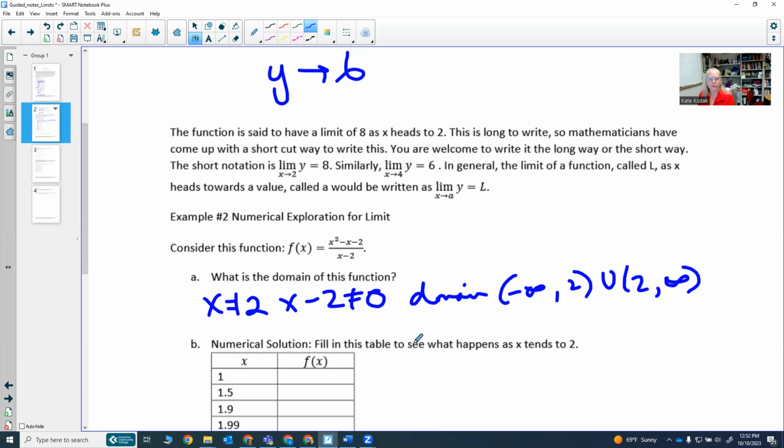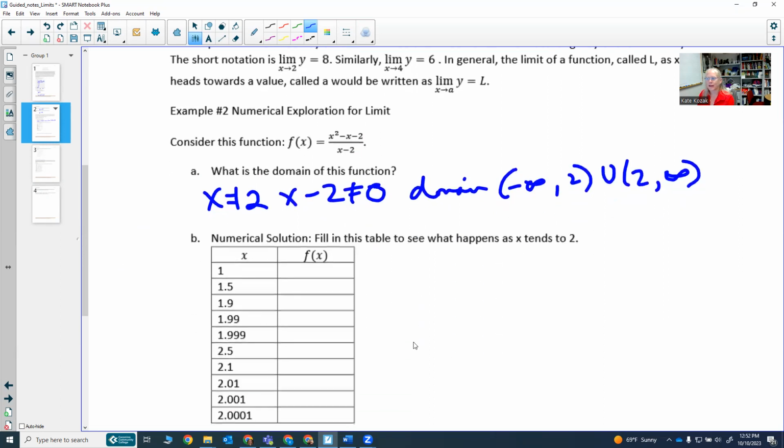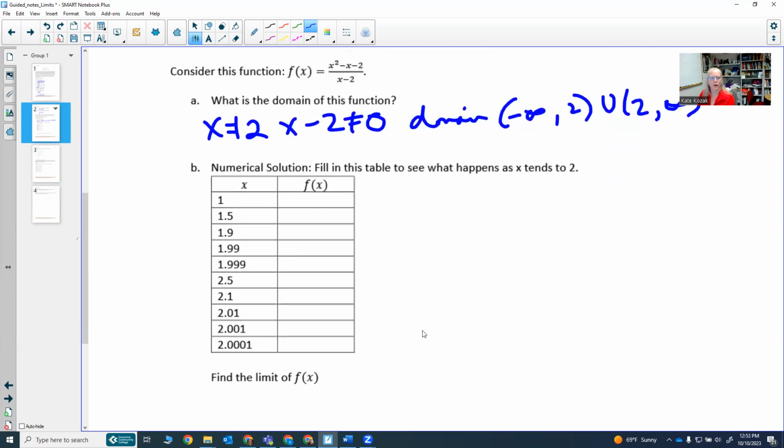Now the numerical solution, we're going to fill in the table to see what happens as x heads to 2. So when x is 1, we evaluate this function when x equals 1, we get 2. When x is 1.5, we evaluate that, we get 2.5. When x is 1.9, we evaluate the function, we get 2.9. When x is 1.99, we evaluate the function, we get 2.99.